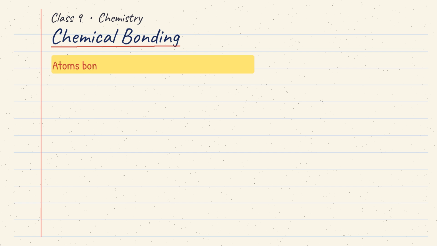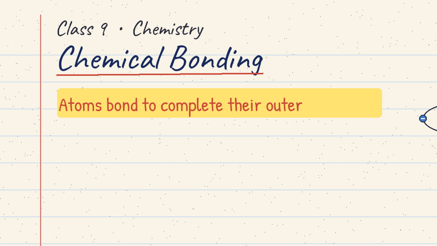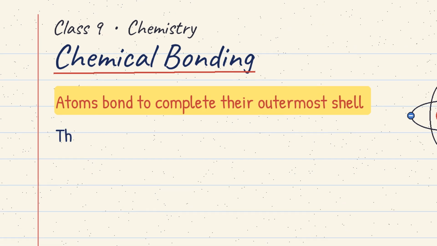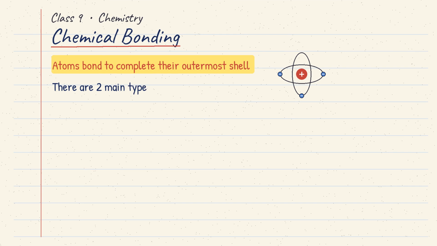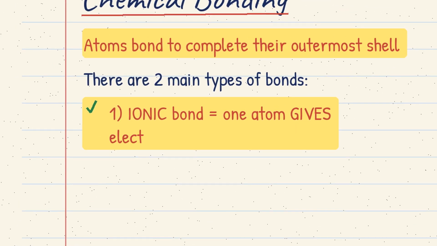Remember, atoms bond for one reason: to complete their outermost shell and become stable. There are two main kinds of chemical bonds. First, the ionic bond. Here one atom gives away electrons, and another atom takes them.